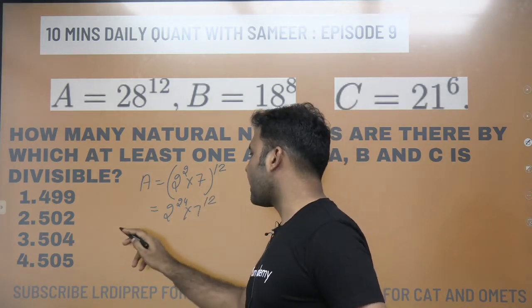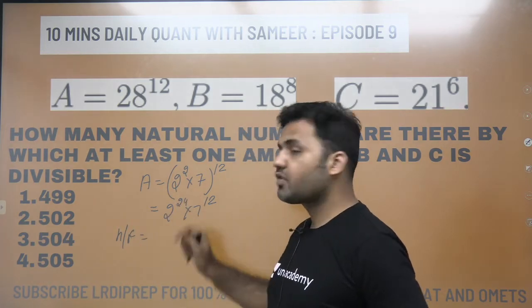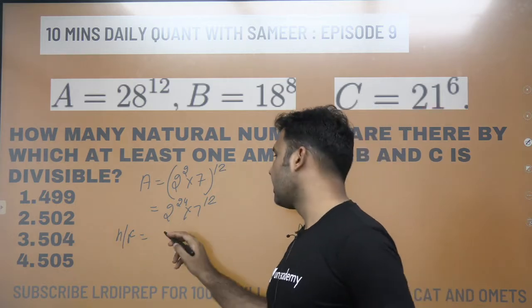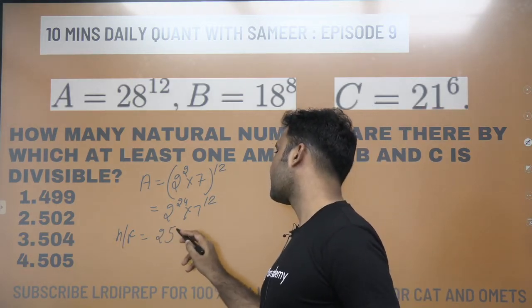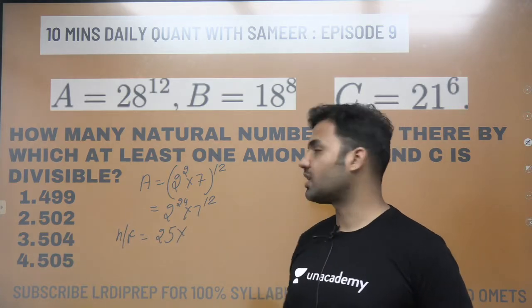Now if I want to find out the number of factors of A, you see that 2 power 24 means 0 to 24 powers. 0 to 24, total powers are 25. 7 power 12 means 0 to 12 powers, so total powers are 13.